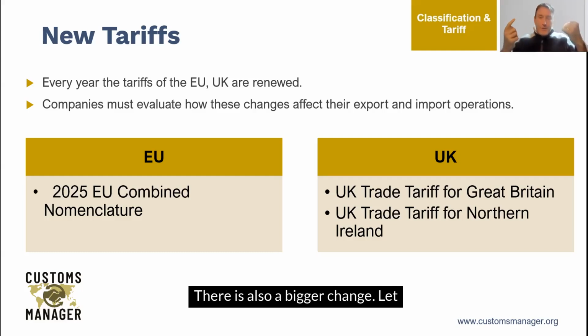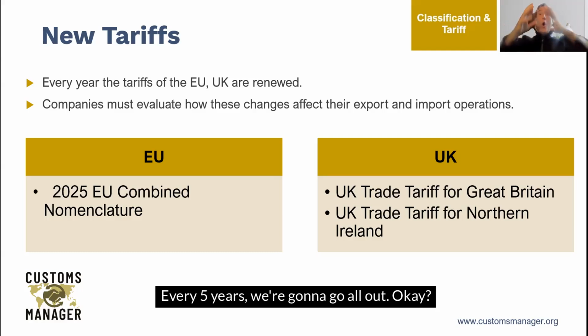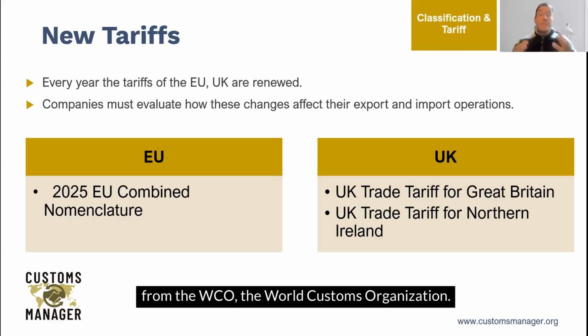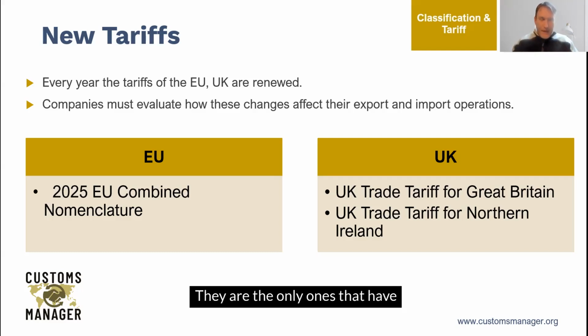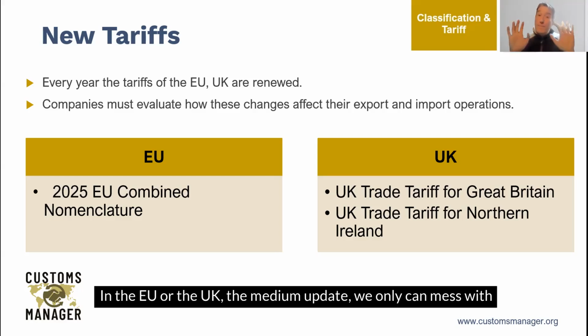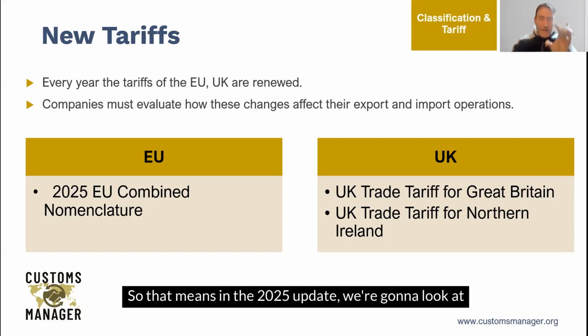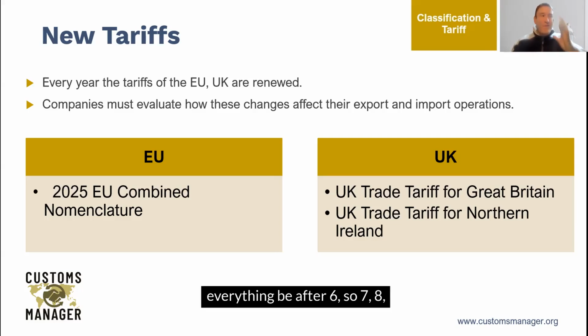There is also a bigger change. Let me just cover that biggest change quickly. Every 5 years, we're going to go all out, okay? Every 5 years is a big update from the WCO, the World Customs Organization. They are the only ones that have the right to mess with the first 6 digits. In the EU or the UK, the medium update, we can only mess with everything beyond the first 6 digits. So that means in the 2025 update, we're going to look at everything after 6, so 7, 8, and possibly a little bit more onwards.